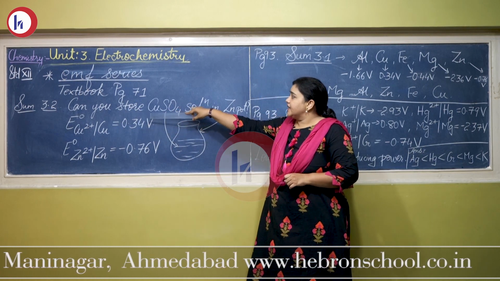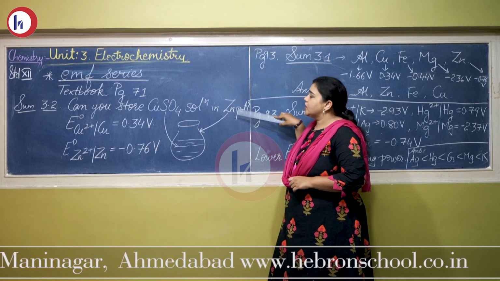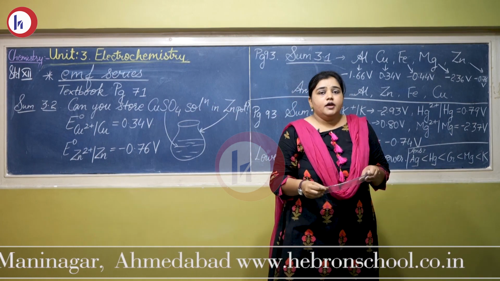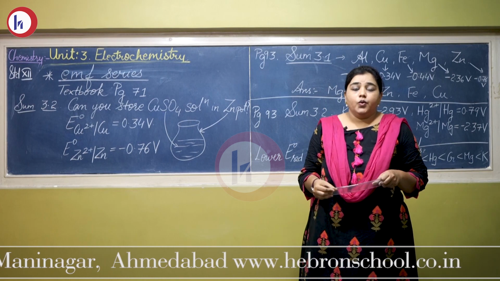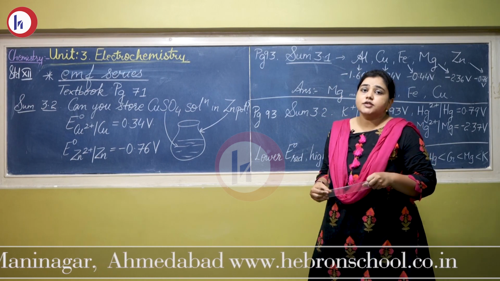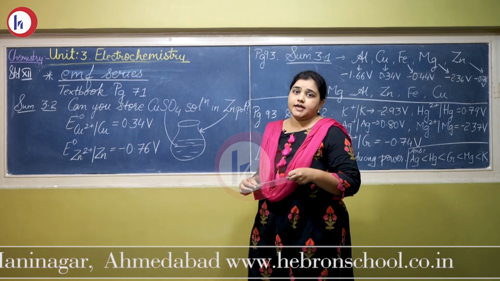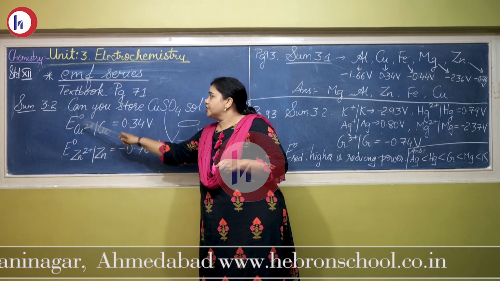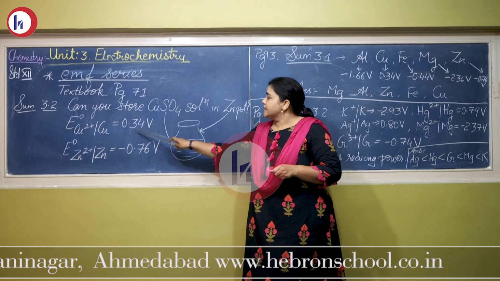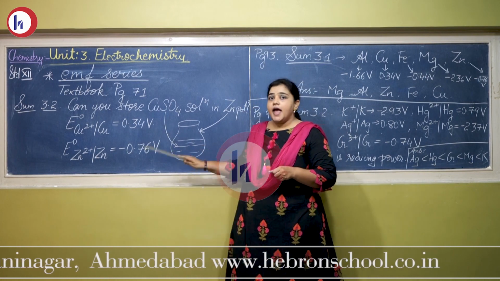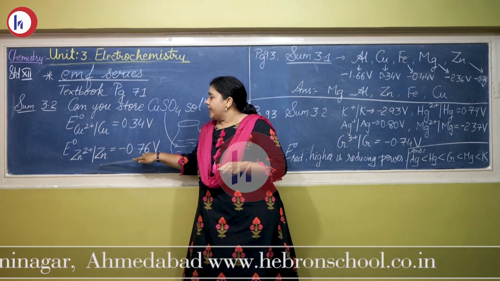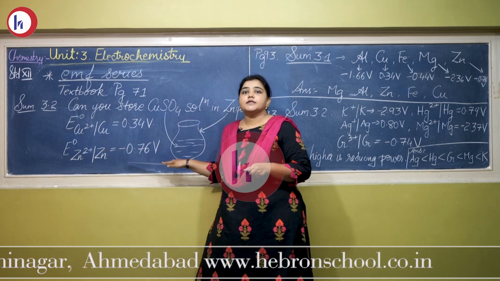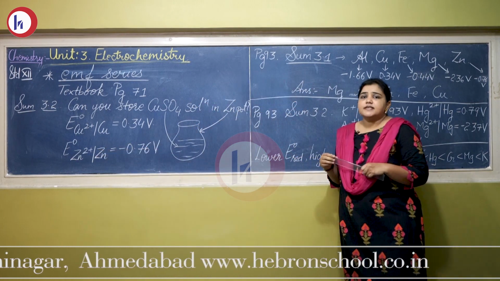The question that is given is, can you store a copper sulfate solution in a zinc pot? Now for this, we need to know the standard reduction potentials of both the copper half cell and the zinc half cell. As you can see here, the standard reduction potential of copper is 0.34 volts, and the standard reduction potential of zinc is minus 0.76 volts.